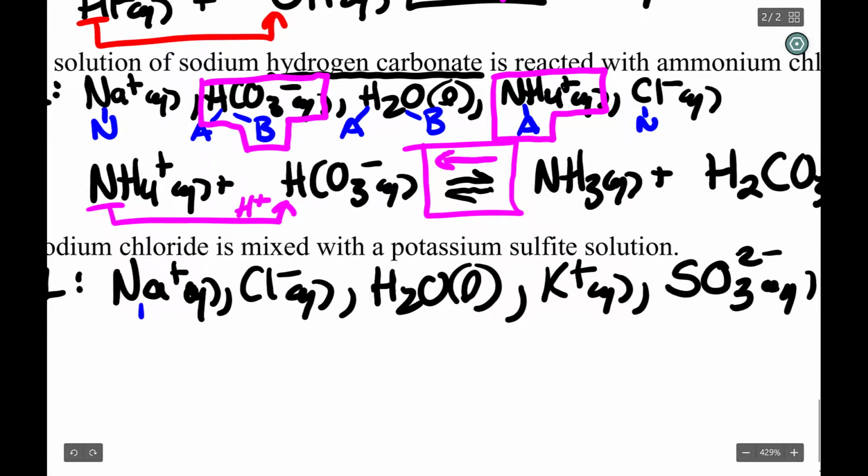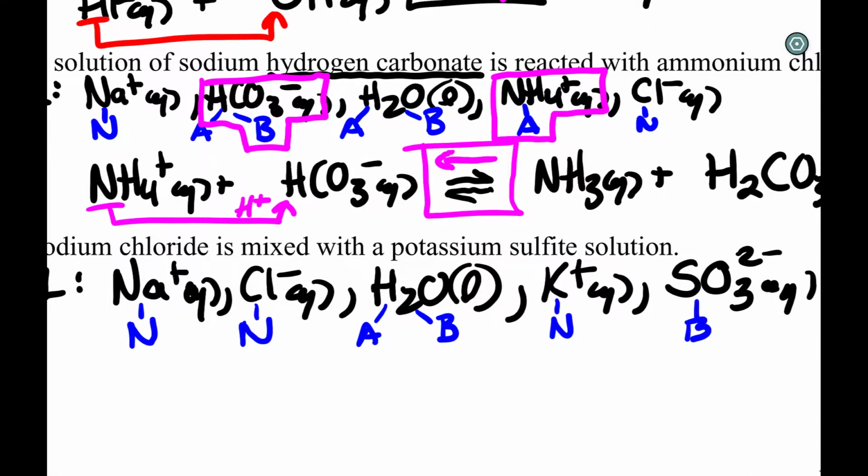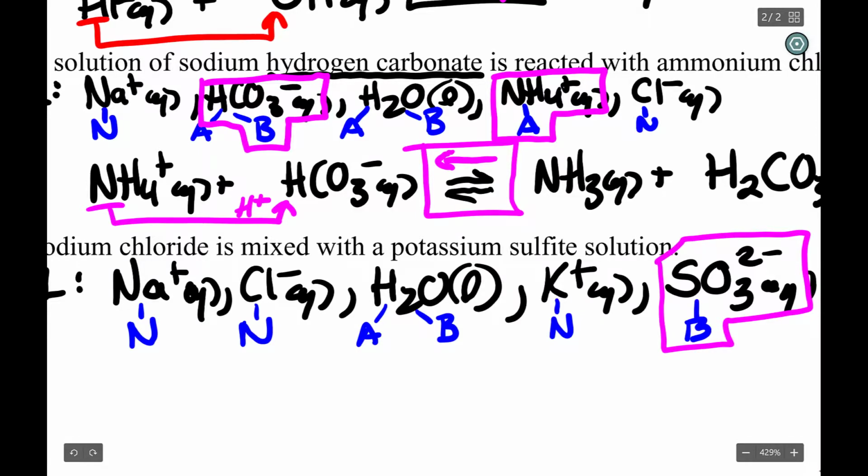So I've got neutral sodium, neutral chloride. Water could act as an acid, it could act as a base. Potassium is neutral, and sulfite is actually a fairly strong base. So I only have two bases to choose from, SO3 2- and water. If I have any other base other than water, it has to be the strongest available base. And then I only have one acid, which is water. That is the only acid available to me.